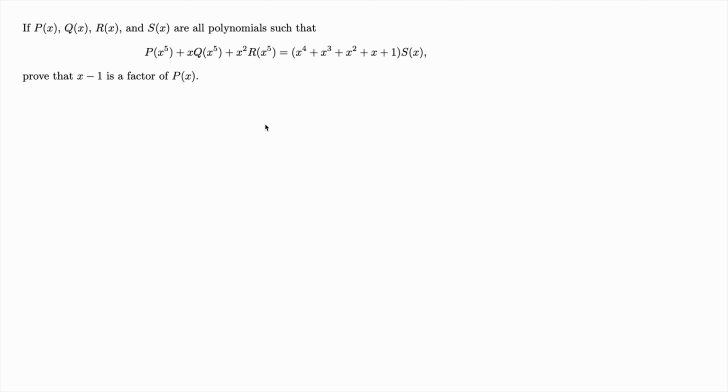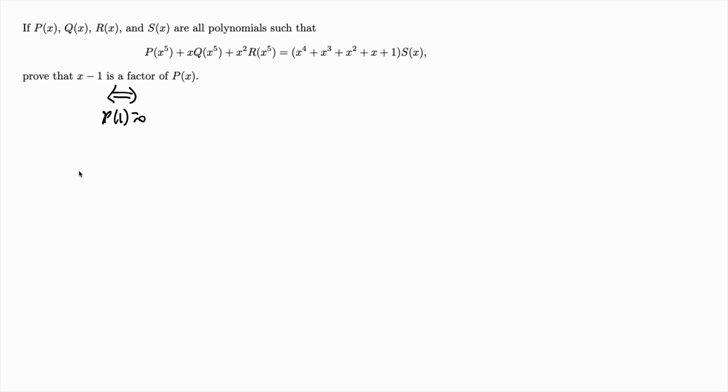Then, without further ado, let's start solving this problem. If P, Q, R, S are all polynomials such that this is true, prove that x minus 1 is a factor of P of x. We know that this is the same statement as P of 1 equals 0.